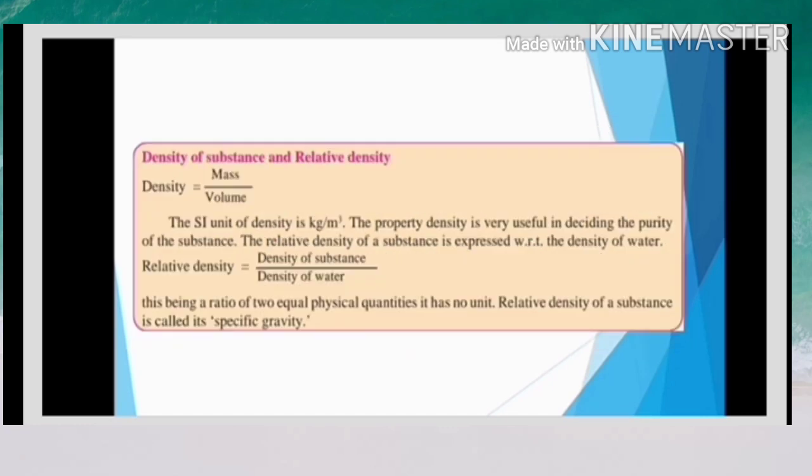Then, density of a substance and relative density. Density is equal to mass upon volume. The SI unit of density is kilogram per meter cube. This property, density, is very useful in deciding the purity of a substance. Also, relative density is equal to density of the substance upon density of water.